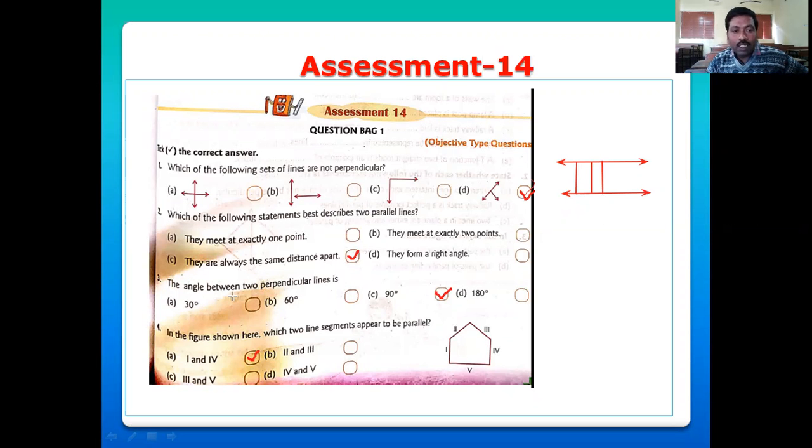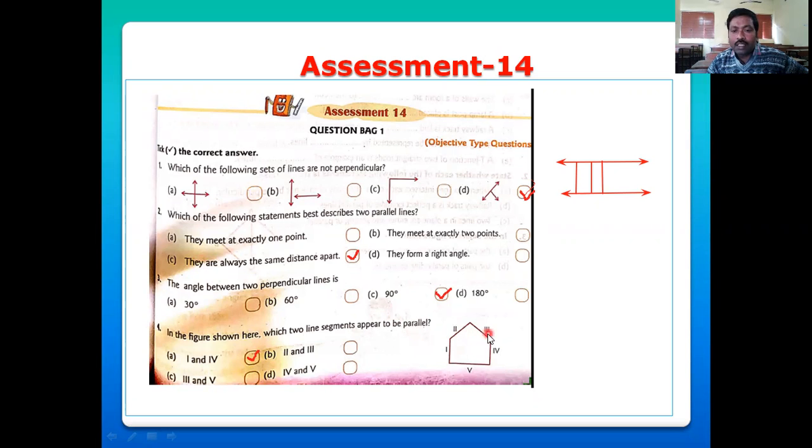And now, the angle between two perpendicular lines is 90 degrees. Okay, the angle between two perpendicular lines makes a 90-degree angle. And now in the figure shown here, which two line segments appear to be parallel? Here we see first and fourth, they are parallel to each other. So our answer will be first and four, and option A will be correct.